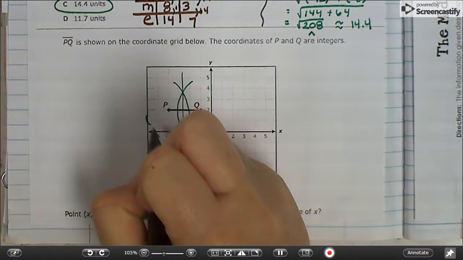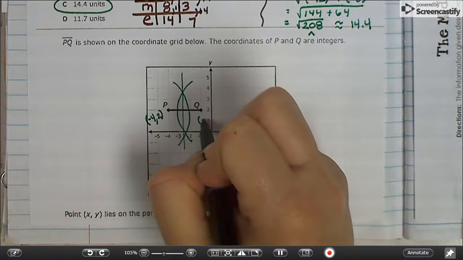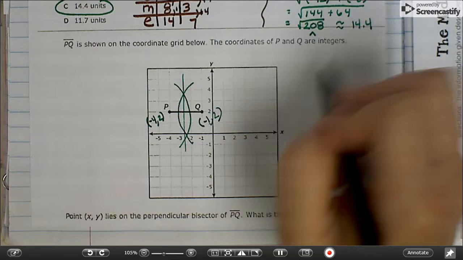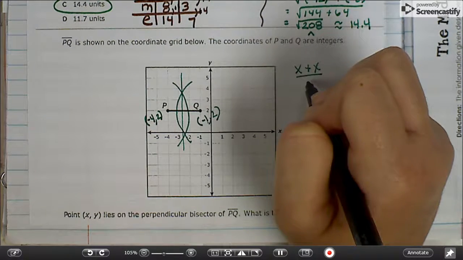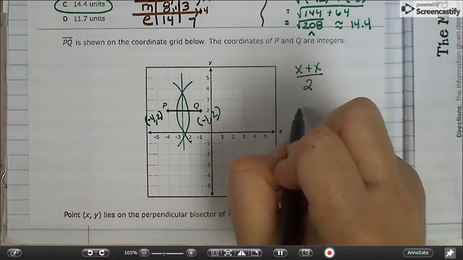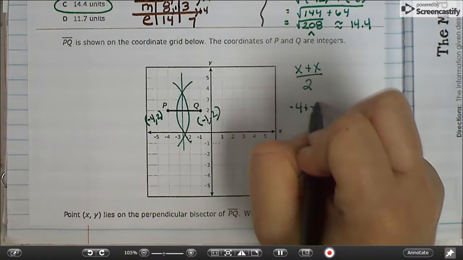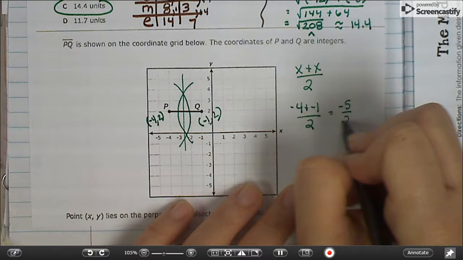So P is located at negative 4, 2. Q is at negative 1, 2. So we can do the whole midpoint formula, but I'm not going to. I'm just going to do the X. That's going to be the average X. So negative 4 plus negative 1 over 2 is negative 5 over 2.